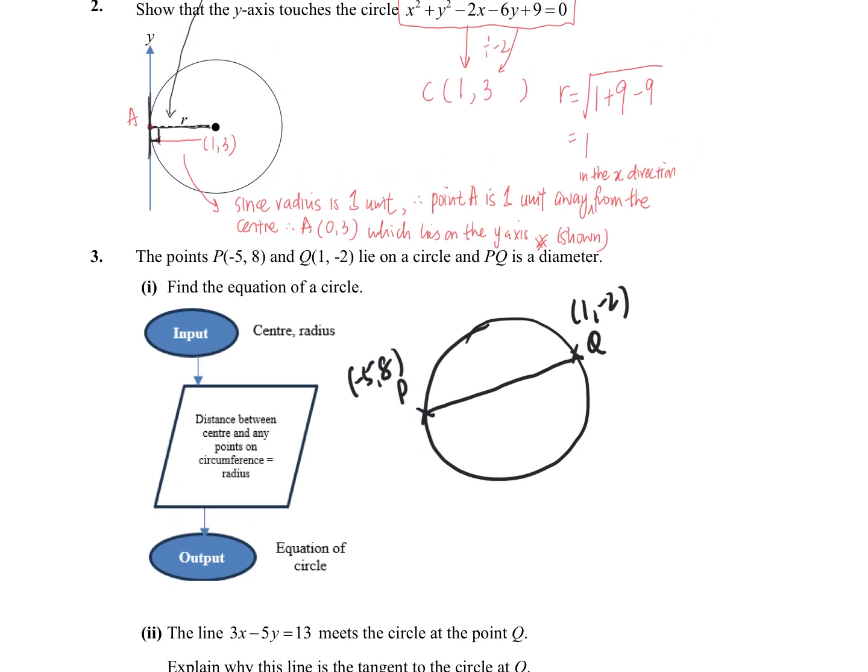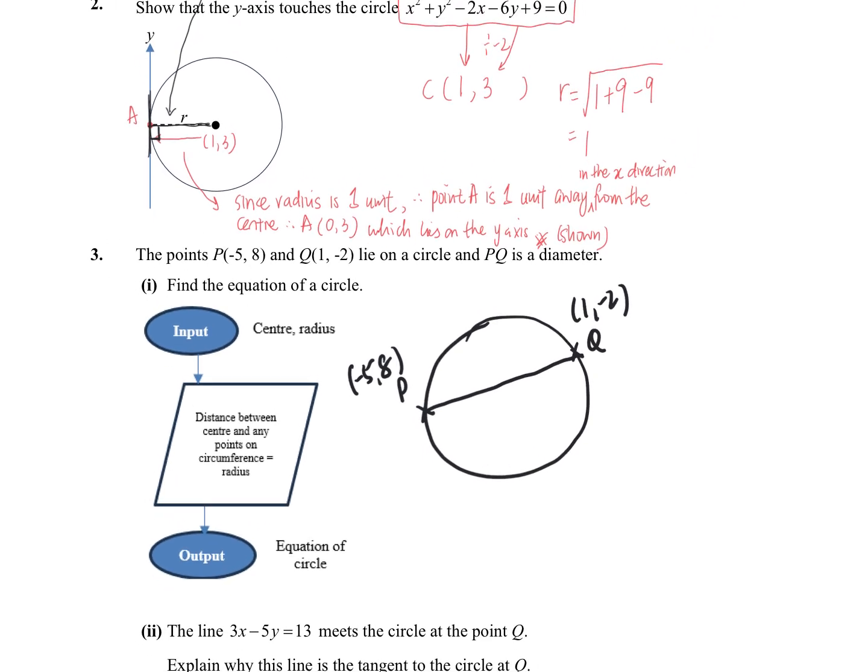But how do I find the equation of the circle? I need the radius. I need the center. So how to find this center? Midpoint. So go and find the midpoint of PQ by adding the two x coordinates divided by 2.